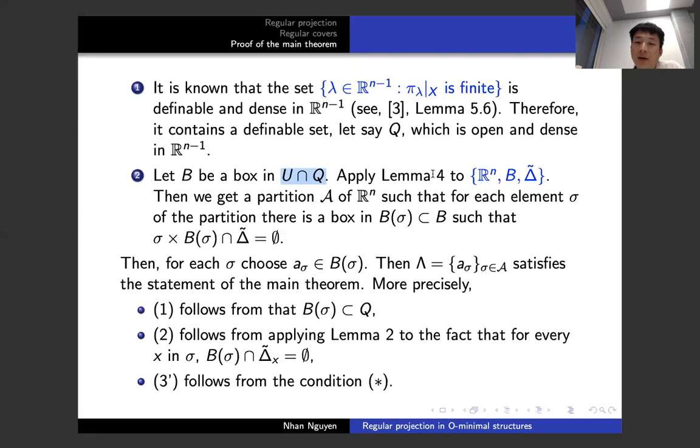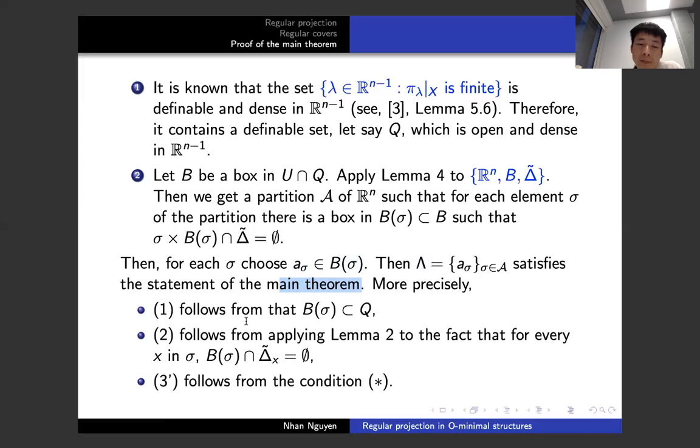And then we apply Lemma 4 to the data, including R^n, P, and Delta theta. And we get a partition of R^n such that for each element of the partition there is a box contained in P such that this intersection is empty. So it means condition 2 is satisfied. Because the partition is finite, in each box here we can choose a vector inside. Because we have finitely many boxes, we have finitely many vectors. So we just check that lambda here satisfies the statement of the theorem.